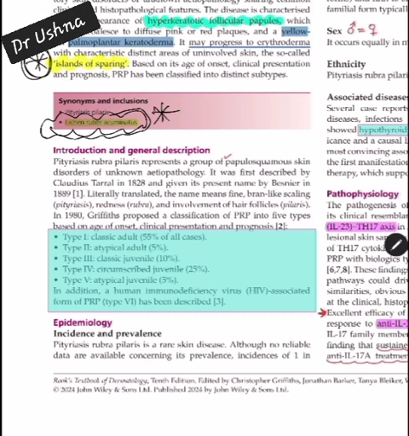Sometimes they ask about the diagnosis, and the second name of the disease is given in the options, and if you are not familiar with that name, you are going to miss the MCQ. So the other name for the PRP is going to be lichen ruber acuminatus.